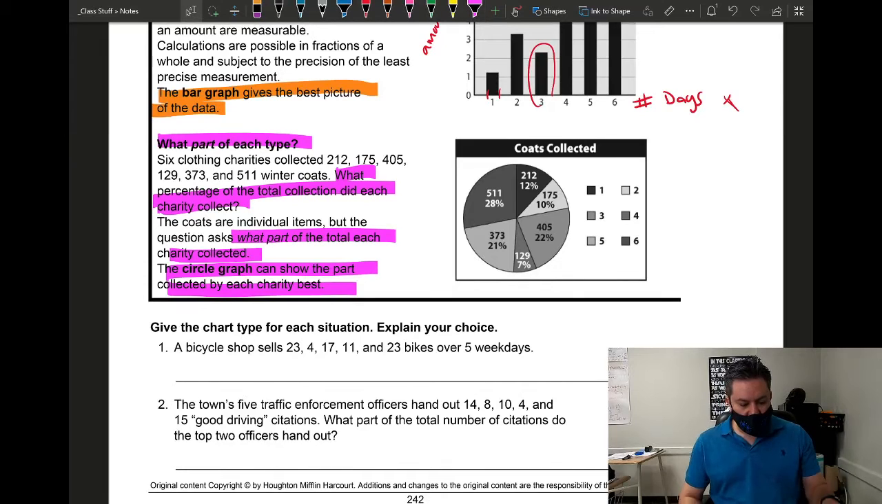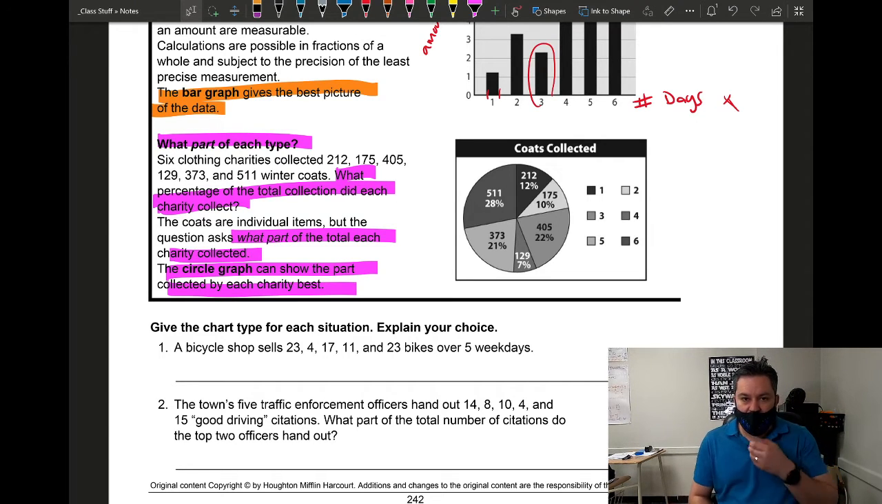So, for example, we have 2 samples right here. Give the chart type for each situation and explain your answer. Number 1, a bicycle shop sells 23, 4, 17, 11, and 23 bikes over 5 weekdays. So basically, for Monday through Friday, they're going to sell 23, 4, 17, 11, and 23. Which one will you use? What type of graph will you use in this scenario?